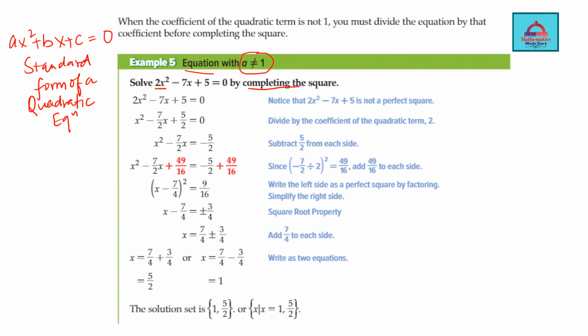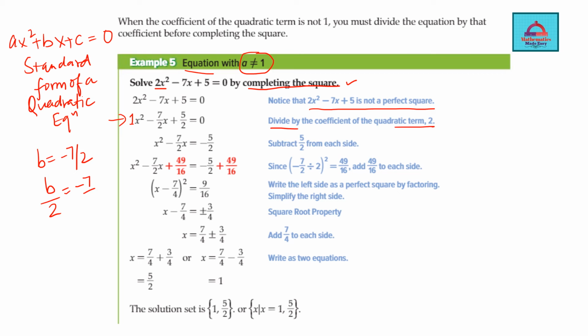Let's see. Again, we are going to use this method of completing the square, but because a is 2 and we are used to having a as 1, we are going to divide the whole equation by 2. So when we divide the whole equation by 2, this is what you get. Now let's look at the value of b. How much is b? b is negative 7 by 2. So what will be b divided by 2?